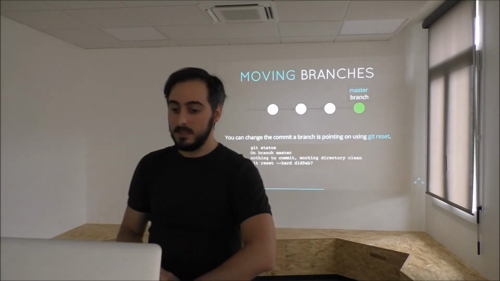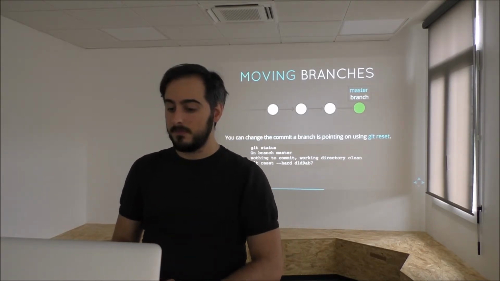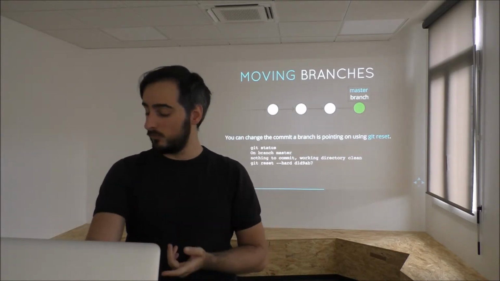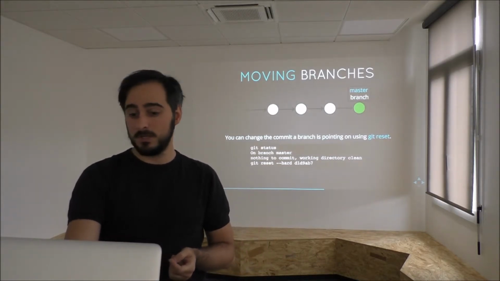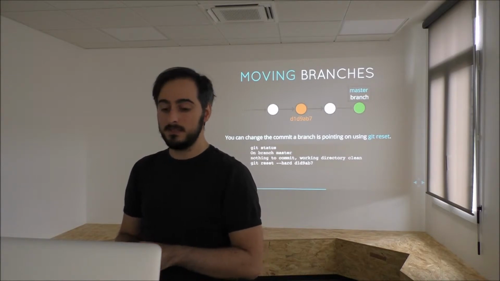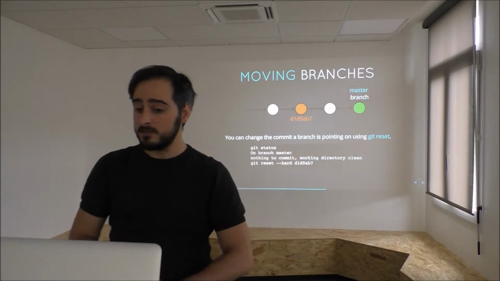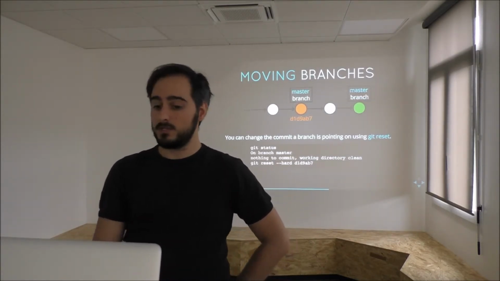Moving branches. How can you move a branch manually? You use the command reset. For example, here I have my green commit, which is pointed at by the master branch, and I want to point the master branch to the orange commit. So I use git reset --hard with the hash of the commit, and I can move my master branch to this commit.